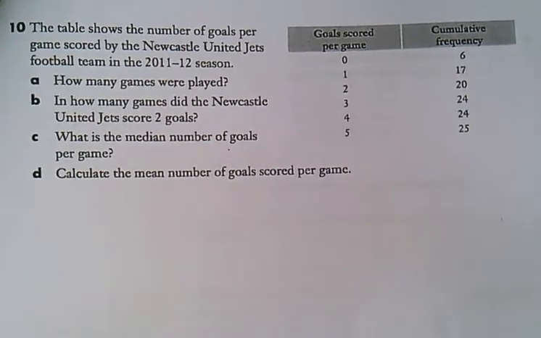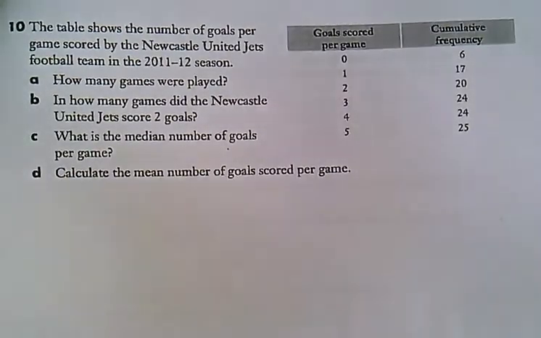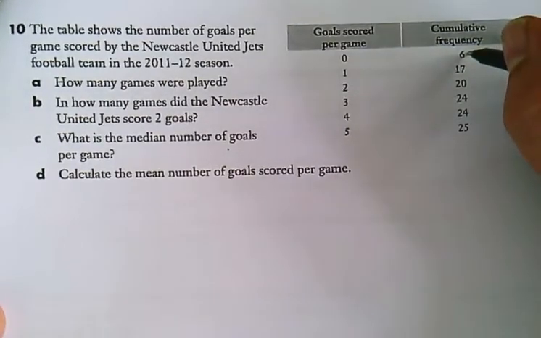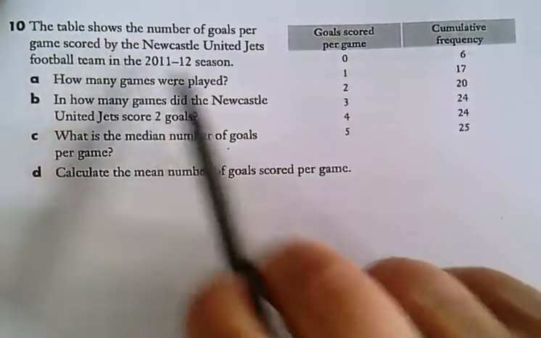Cumulative frequency is an accumulation. It's like a progressive total. It sounds like accumulate, doesn't it? Cumulative. So it is the accumulation or the progressive total of the frequency. See how the cumulative frequency here is 6. So let's just see what this is all about.